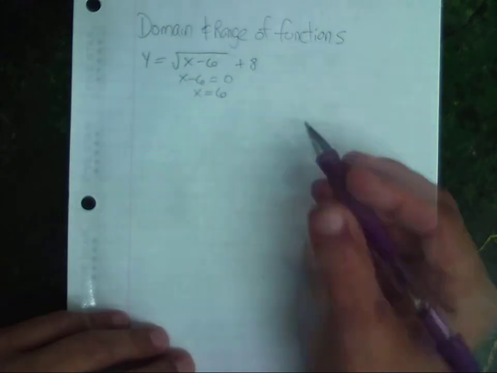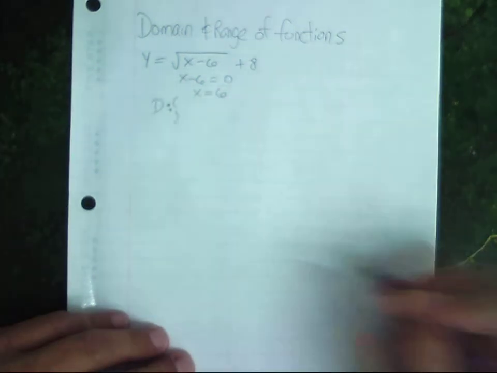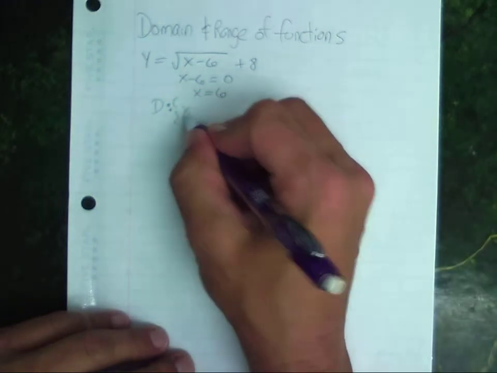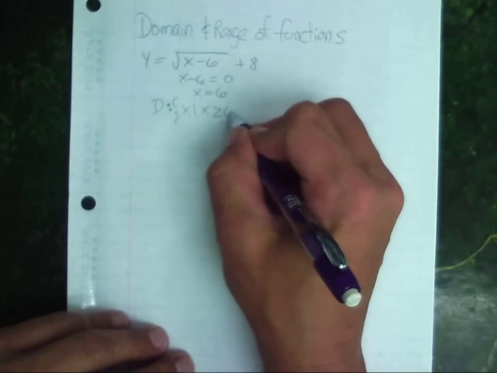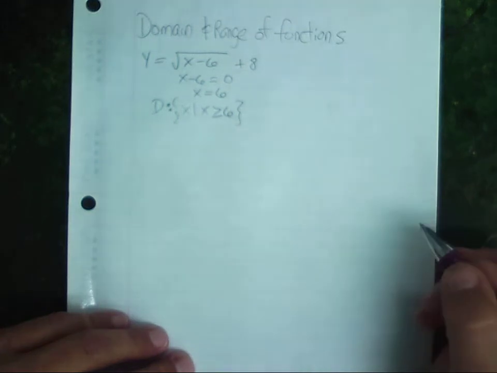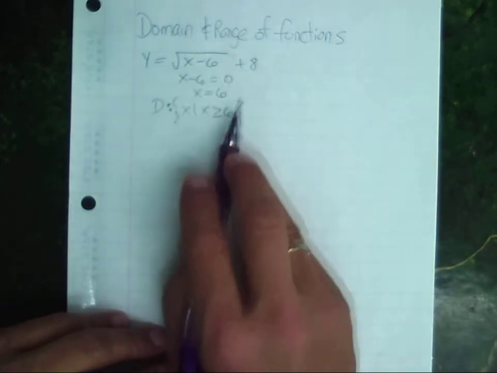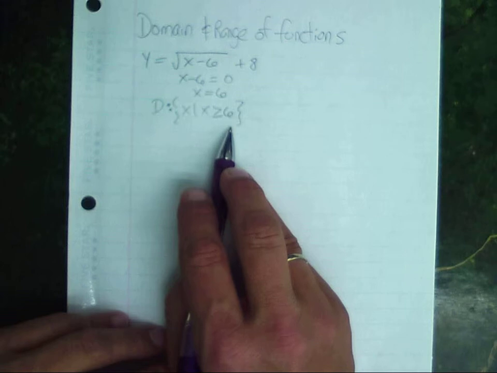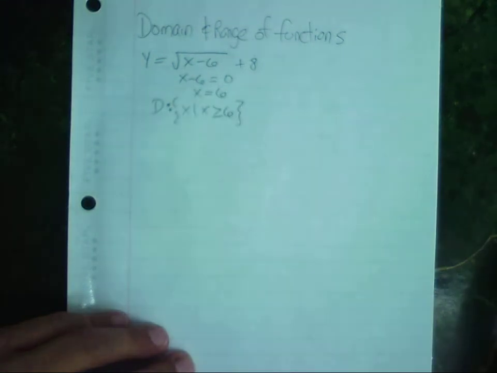Since we cannot have the square root to be negative, the domain of this function, x would be greater than or equal to 6. It can equal 6 because 6 does give you 0. It just cannot be anything smaller than 6 because that would give us a negative in our square root. Once we determine our domain, we have to determine our range.